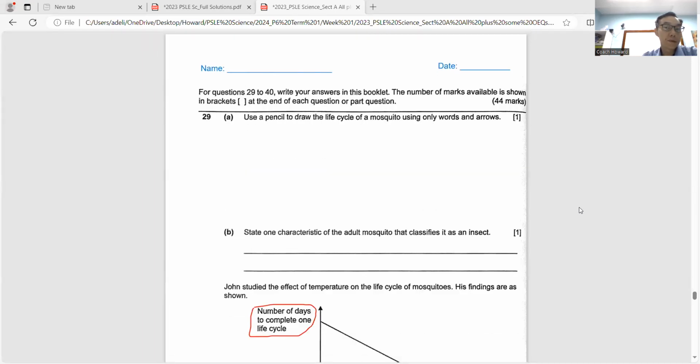Okay, this question appears in the 2023 PSLE Science paper. Students are asked to use a pencil to draw the life cycle of a mosquito using only words and arrows. So they need to know that the mosquito has a 4-stage life cycle, beginning with the egg, arrow to the larva, and then arrow to the pupa, and arrow to the adult.